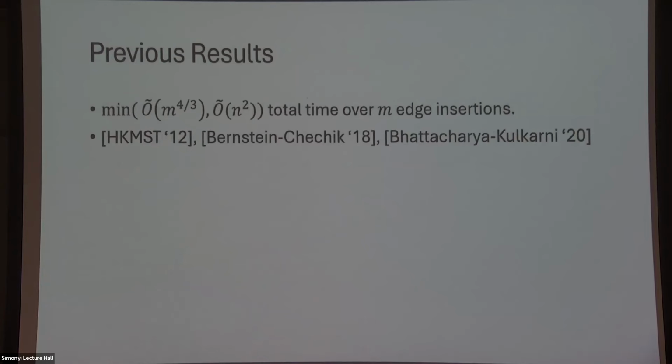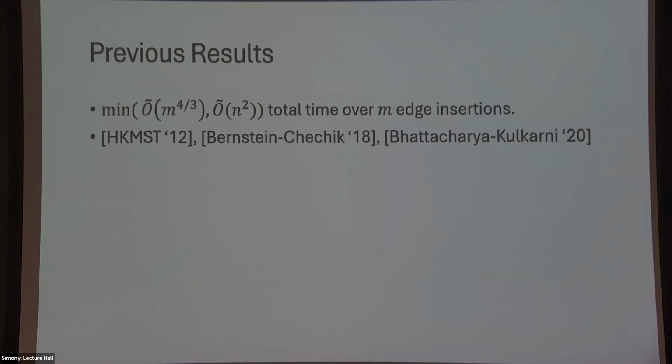This problem has been studied a lot over the last several decades. The best runtimes that were known for processing m edges arriving into the graph was the min of m to the 4/3 and n squared. The best you could hope for is m, because that's the total number of edges arriving. And the question is, is that achievable?